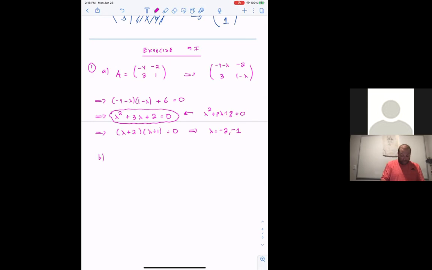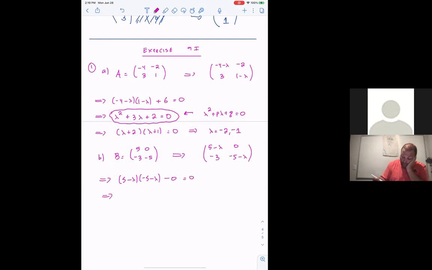Part B gives me matrix B, which is 5, 0, -3, -5. Again, as always, you should be pausing and doing this yourself. First thing we're going to do is subtract lambda along the main diagonal. Then we are going to take its determinant: (5 minus lambda)(-5 minus lambda) minus 0 is equal to 0. Then we're going to write it out. Lambda squared minus 25 is equal to 0.